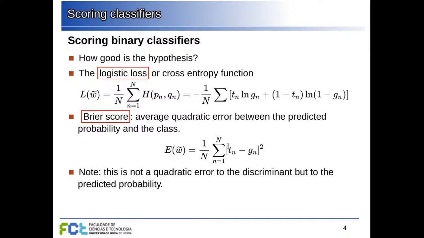So this t here is the target value. It's 1 or 0 depending on the class the point belongs to. And this g is what our model, our trained hypothesis, or each particular hypothesis that we are scanning is predicting to be the probability of this point belonging to class 1. So the Brier score simply applies this idea of a quadratic error to measuring the difference between the probability we are predicting for class 1 of a point and whether or not that point belongs to class 1. Note that this is not the same as using a quadratic error as the distance to the discriminant plane, so that hyperplane that separates the two classes. It's measuring how much the error is in the predictions of the probabilities of our hypothesis.